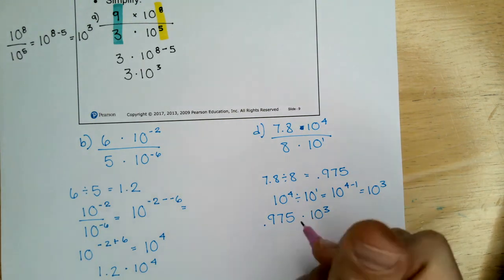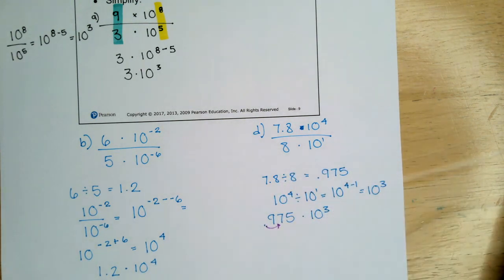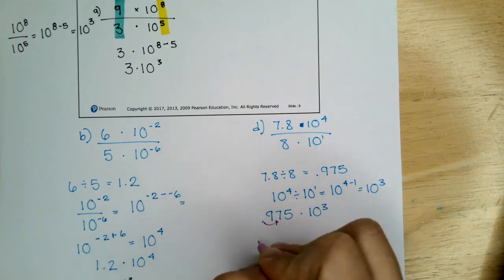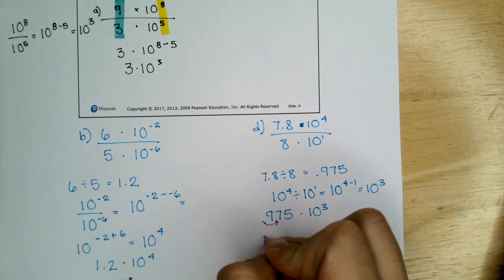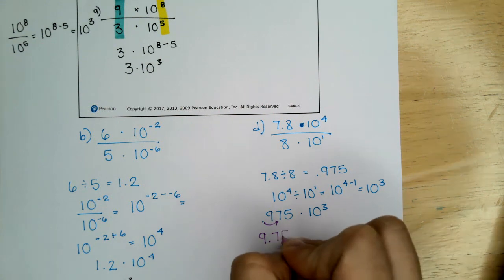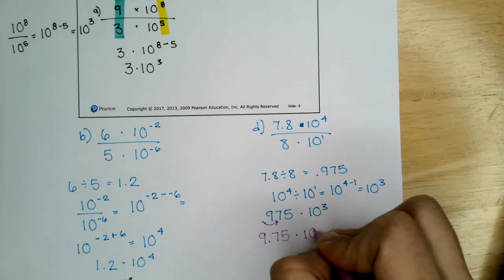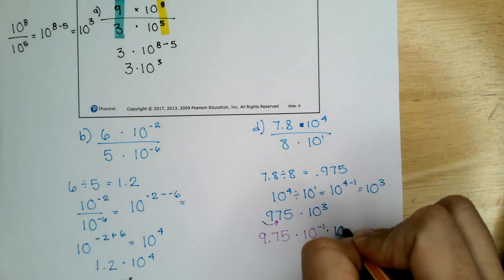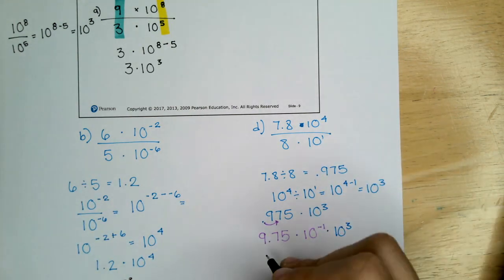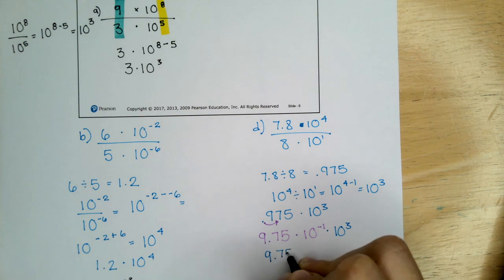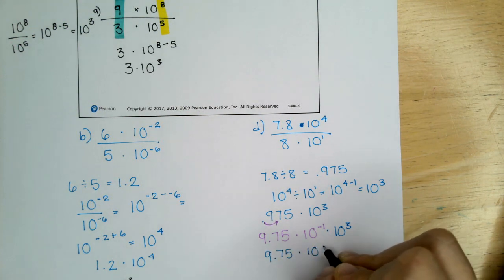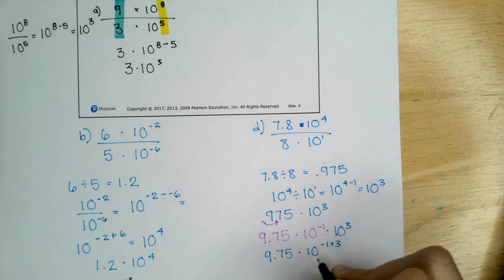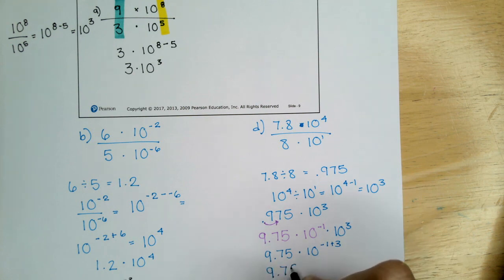I need to move it 1 decimal place to the right. Right is negative. So I have 9.75 times 10 to the -1 times the original 10 to the 3rd. So that becomes 9.75 times 10 to the -1 plus 3, 9.75 times 10 squared.